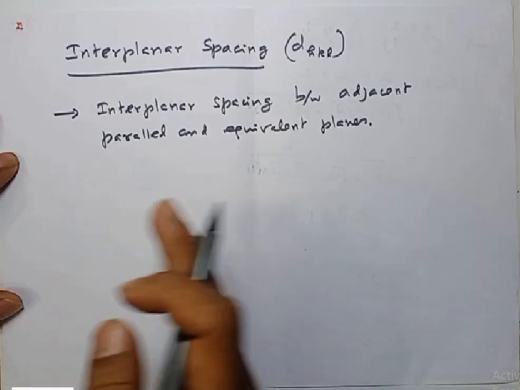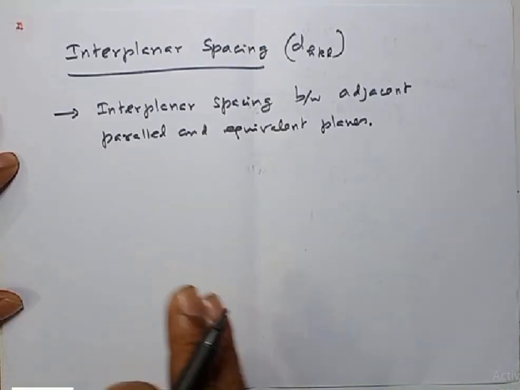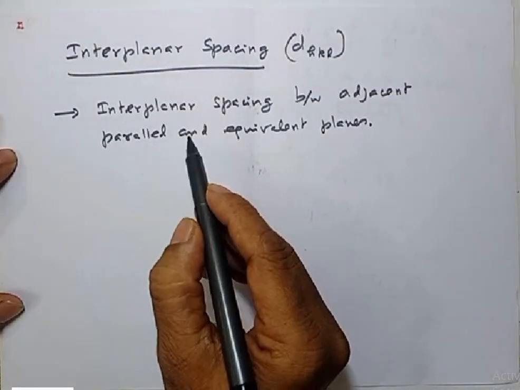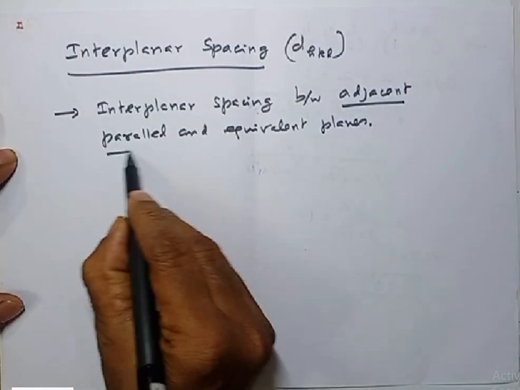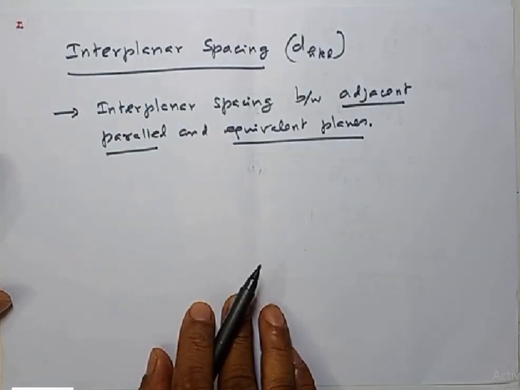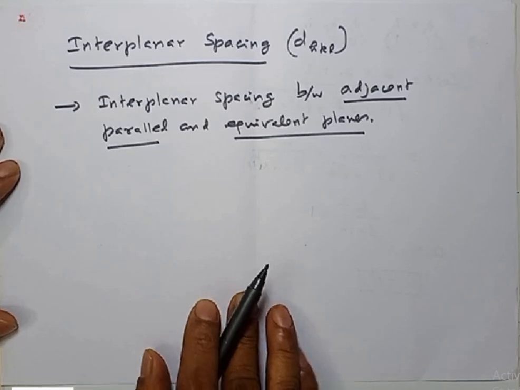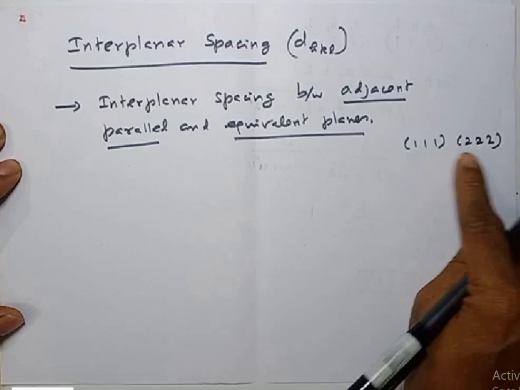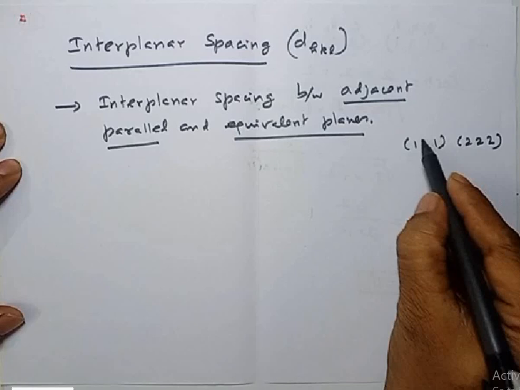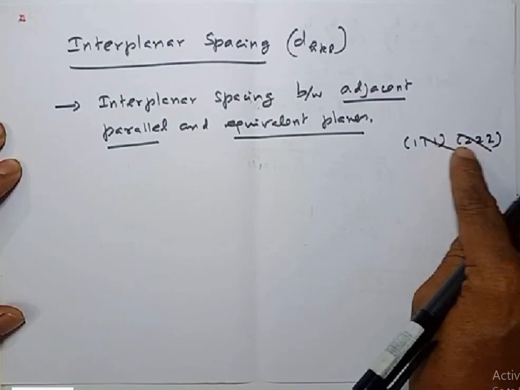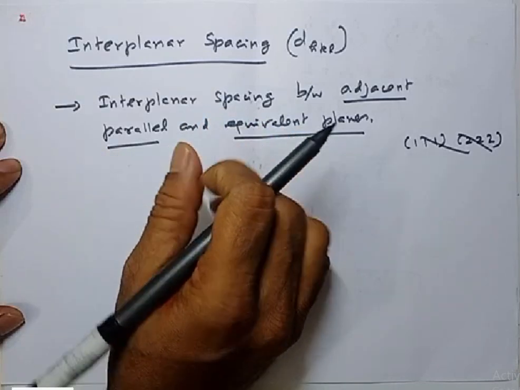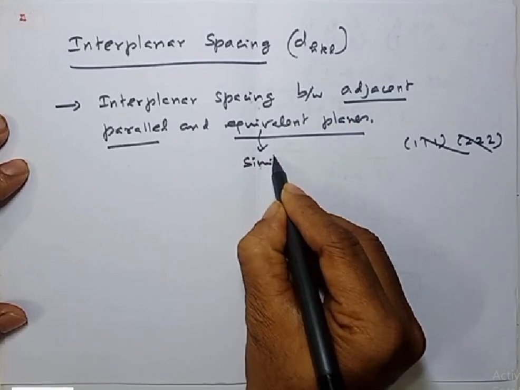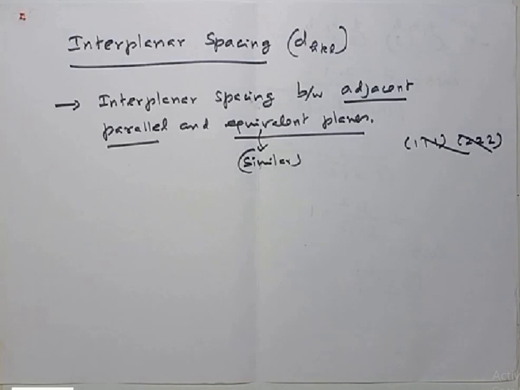Now we are going to find out the interplanar distance between adjacent 1 1 1 planes, or adjacent 2 2 2 planes, like that. I have told you, 1 1 1 and 2 2 2 are also parallel, but they are not equivalent. So we are not going to find the interplanar distance between these two planes. We are going to find the interplanar distance between parallel and equivalent planes, or similar planes. Instead of equivalent, we can also use the word similar planes. That's the right word actually.